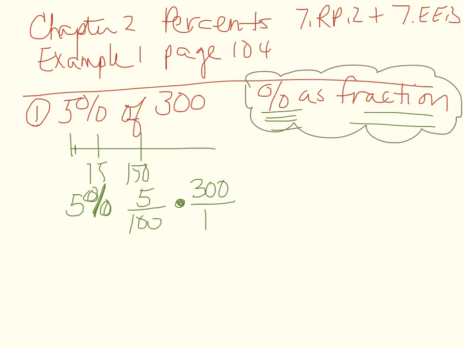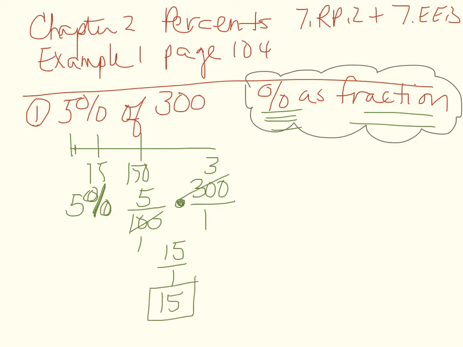And so we can cross simplify, and you can simplify this if you want, but we're going to cross simplify. 100 goes into 300 3 times, 100 goes into 1. And so now multiply across, we get around 15 over 1. And so the answer would be 15.